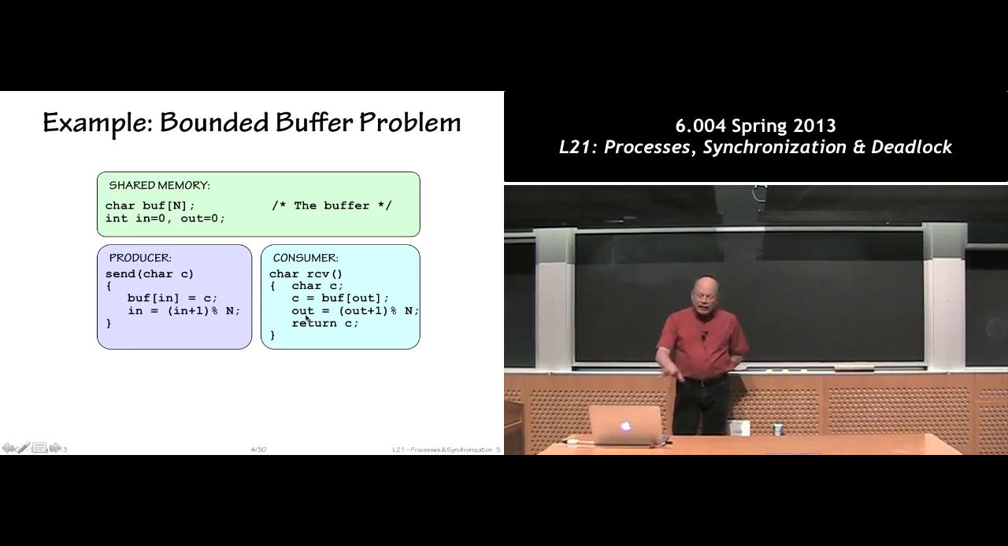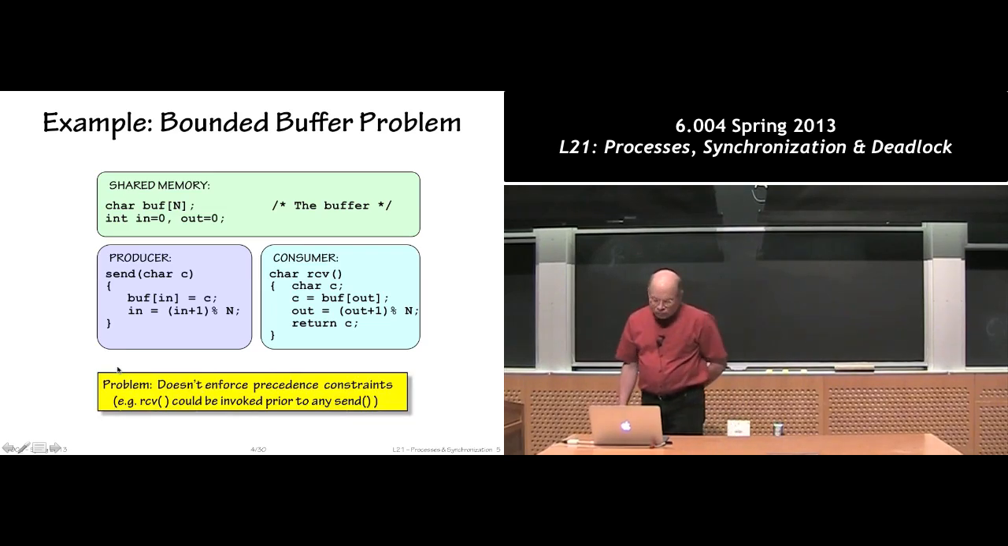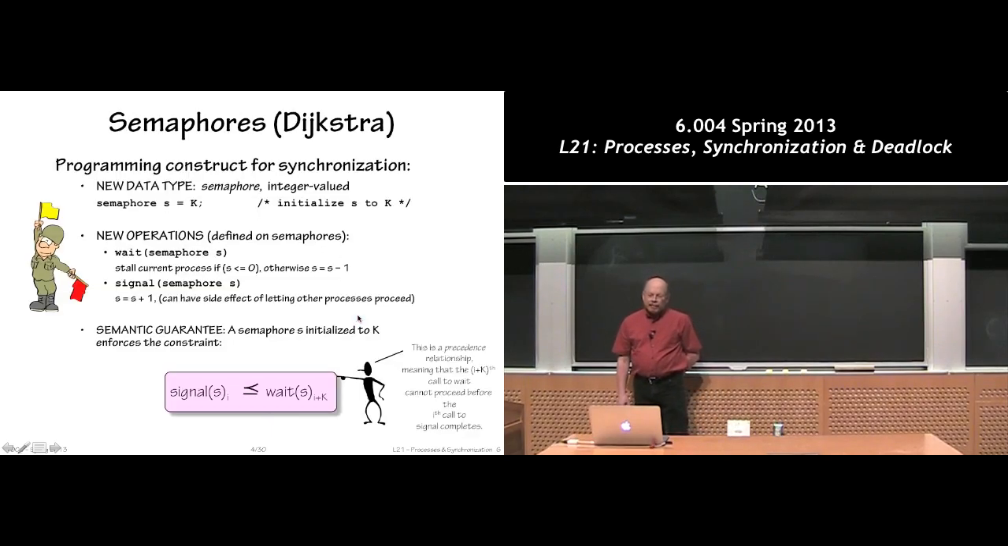Now, left to their own devices here, there's nothing that controls the execution. There's nothing enforcing any of the precedence constraints. So what we're going to do now is slowly evolve this program to include a mechanism for enforcing the precedence constraints that we want. Right now there's no precedence constraint. The receive could happen at any time. It's happy just to read from the buffer and increment the output pointer, whether or not the producer has produced anything. So there's clearly a bunch of things we're going to need to fix up here.